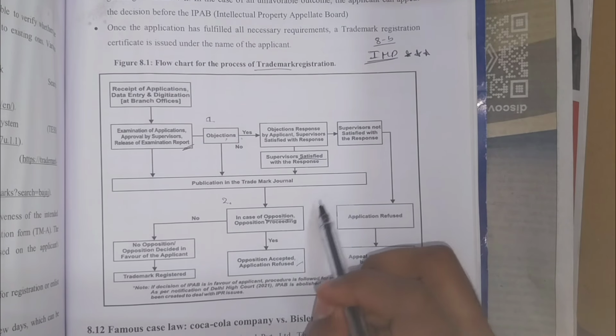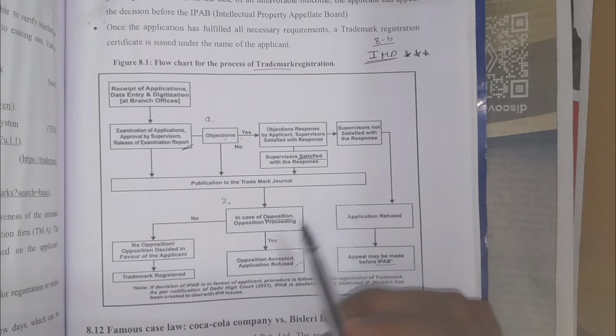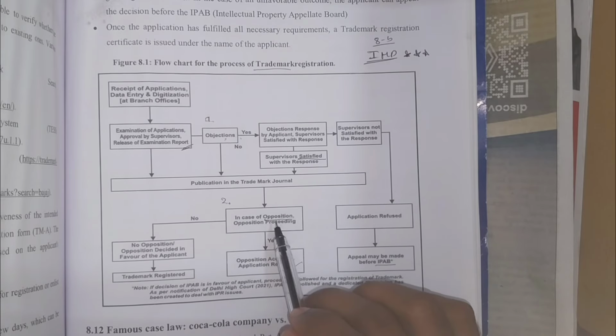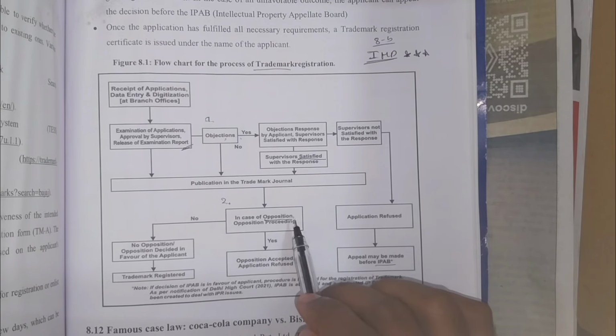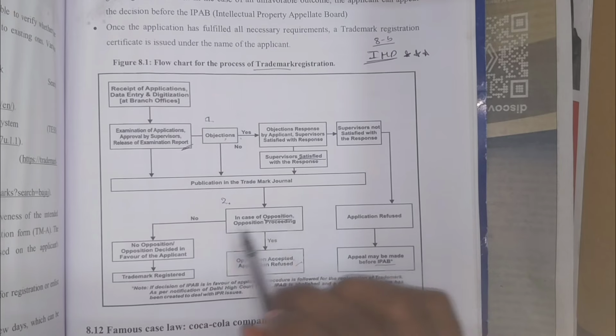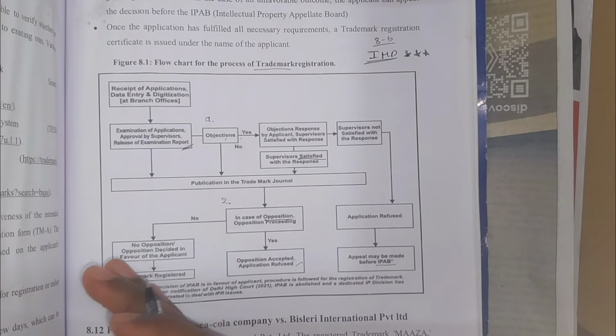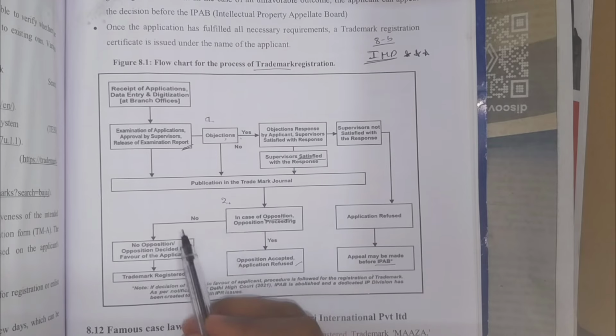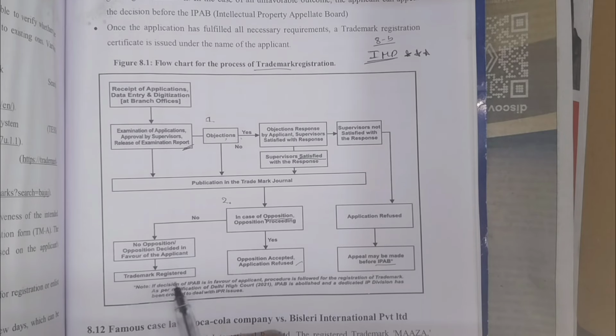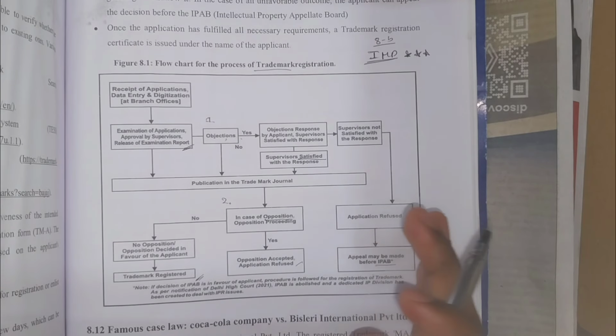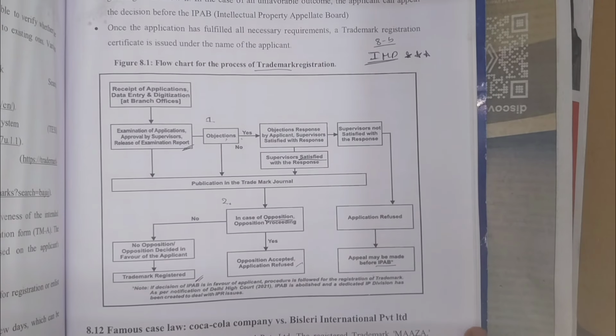So because it has somehow oppositions. In case there are no oppositions and everything was in favour of the applicants, if there is no opposition to the application, then it will go through to the trademark register. Finally, at the trademark register, they get registered. This is the flowchart for a trademark registration. Okay.